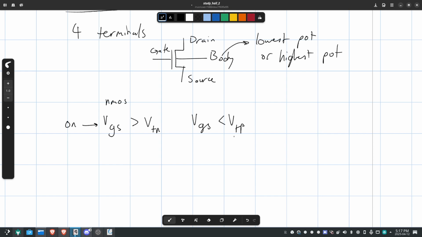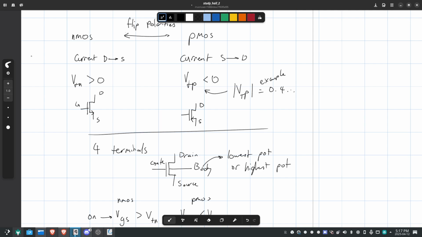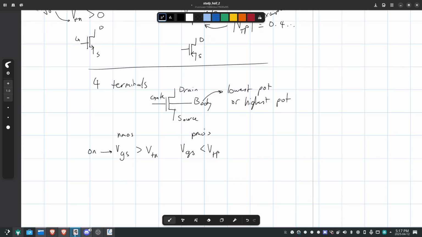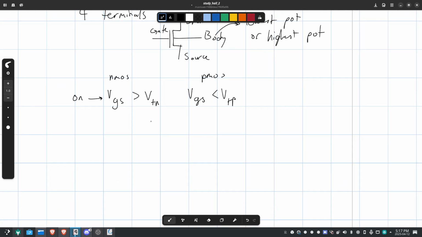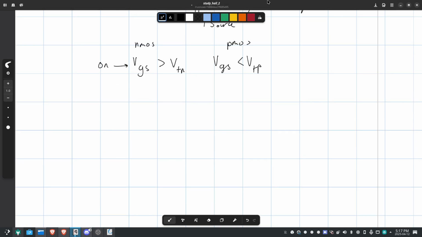VTP is the threshold voltage for a PMOS, and VTN is the threshold voltage for an NMOS, right? So this is threshold. The N and P just represent negative and positive for NMOS and PMOS. So you have that. They are in your formula sheet. They are. I just want to really make sure you all know this.